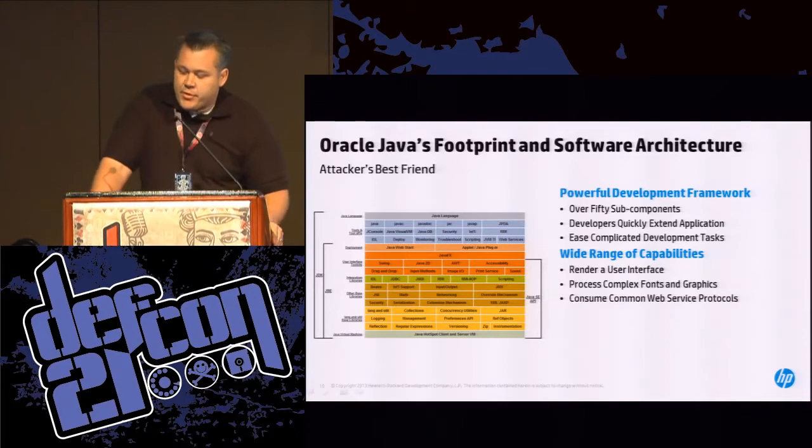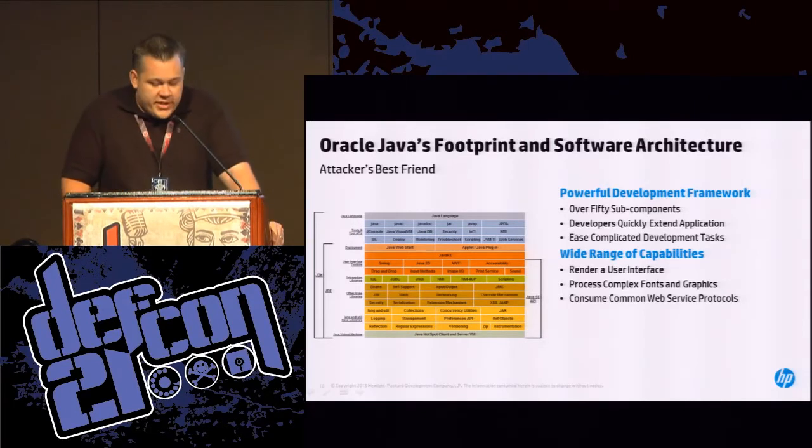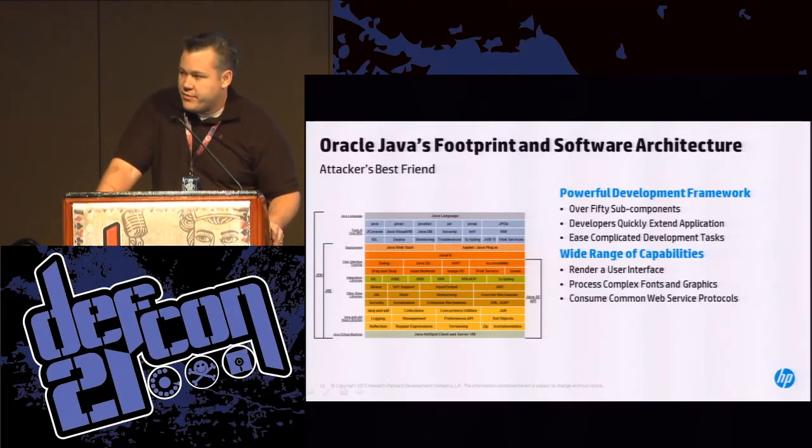There's over 50 subcomponents, and that's what we're focusing on in this presentation: the most vulnerable pieces of this architecture. We'll cover a couple of them, which will come up later in the presentation. The deployment subcomponent consists of the Java WebStart capabilities and the applet capabilities. JavaFX is a set of APIs for creating and delivering rich internet applications.